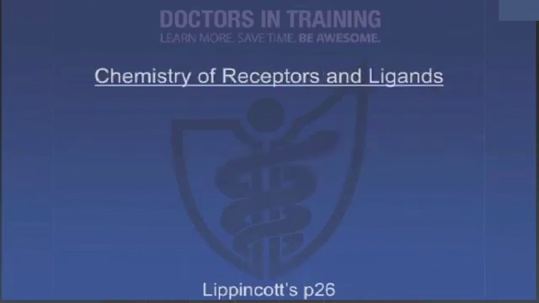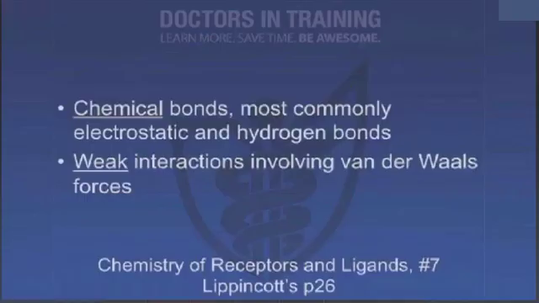So let's talk about the chemistry of receptors and their ligands. When a receptor binds to its ligand, it does so via a chemical bond of some sort. Usually these are electrostatic bonds, such as ionic bonds. Sometimes they're hydrogen bonds. Sometimes they use the weak van der Waals forces. But these are not strong covalent bonds. These are much weaker bonds.